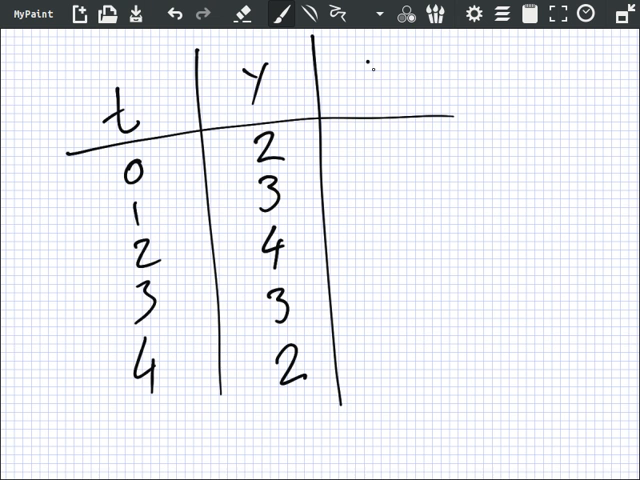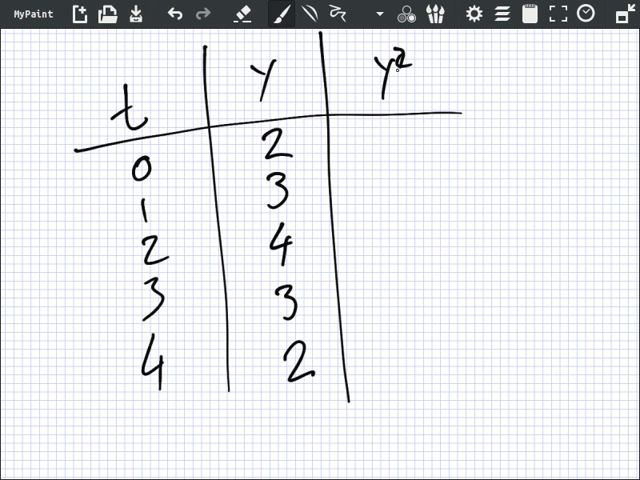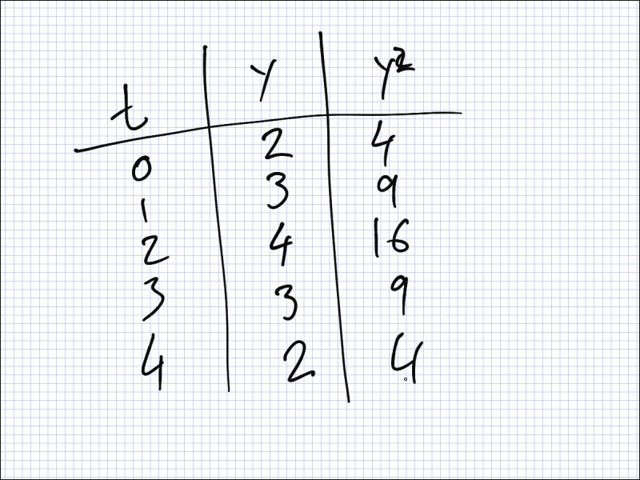Now let's look at y squared. 4, 9, 16, 9, 4. For what value of t will y squared be maximum? 2. Can you see that by squaring the y, we did not change the answer to the question, where will this be maximum? Now, we did change what the maximum is. Originally, the maximum value was 4, and in the second case, it's now 16. But did the maximum occur at the same location? Yes.